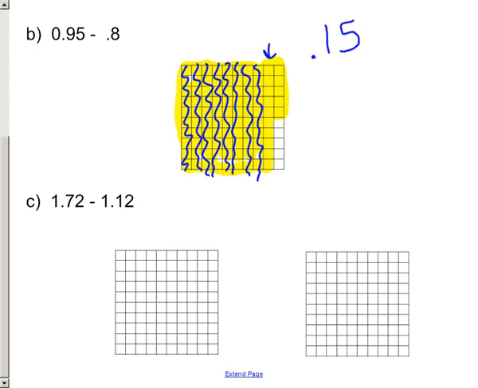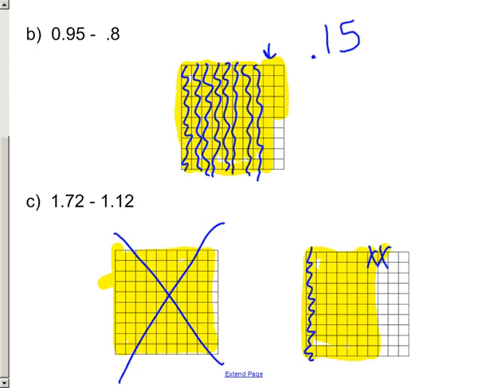All right, so again, pause, try this one, and then unpause. All right, let's take a look. So you can see first in yellow, I shaded 1 and 72/100. Then I'm going to take away 1 whole, so I crossed out just the whole thing. Now I need to take away a 10th, so I crossed out this 10th. And now I need to take away 2/100, so I crossed out 2 of those.